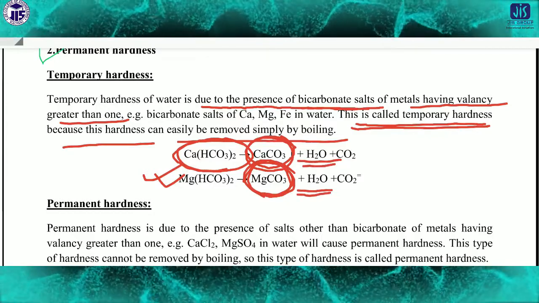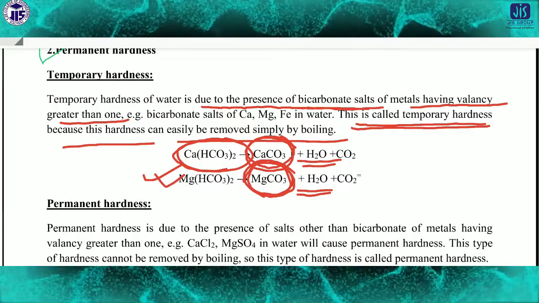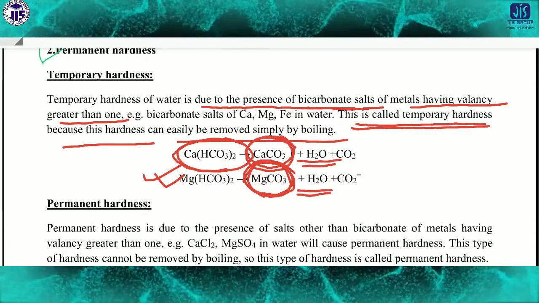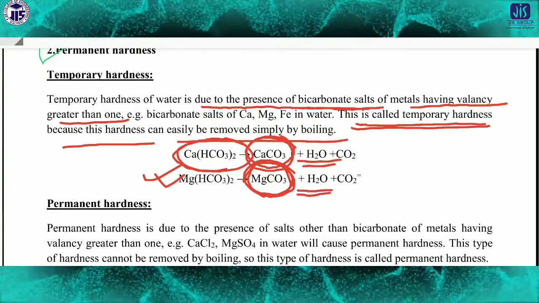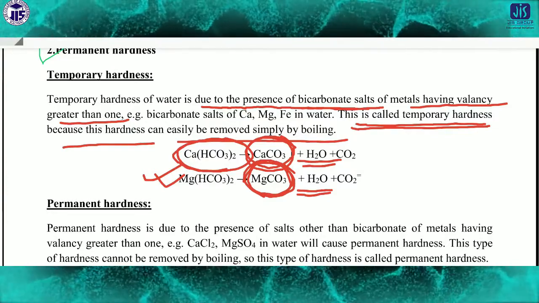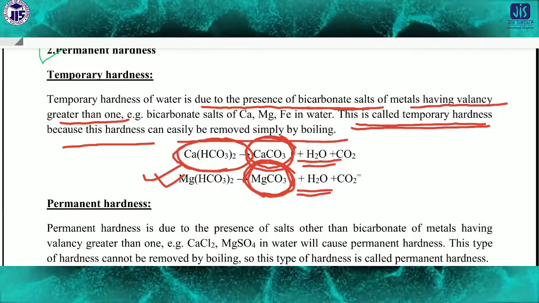Okay, so in this way you can remove the temporary hardness very easily, and for this reason it is actually called temporary hardness. You have to keep in mind which ions are responsible for the temporary hardness. That means the bicarbonate ion is mainly responsible for the temporary hardness.